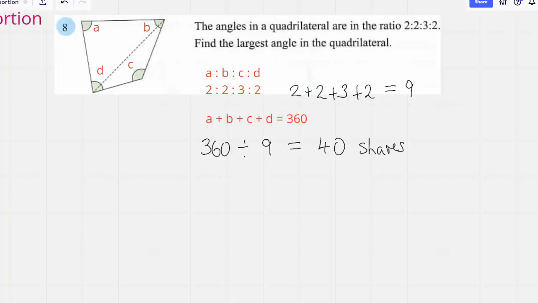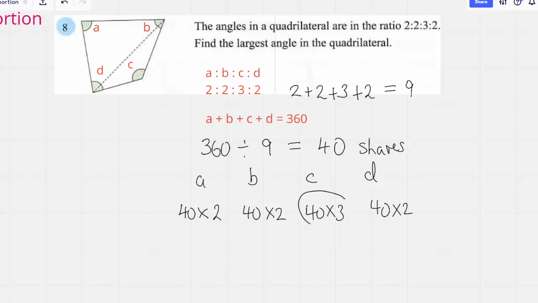So for A, we're going to get 40 times 2, B 40 times 2, C 40 times 3, and D 40 times 2. Now I'm not going to work all these out because the biggest one clearly is this one here, and 3 times 40 is 120 degrees, and that's the size of the largest angle.